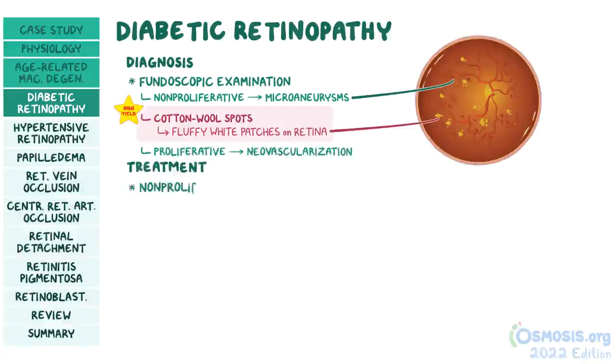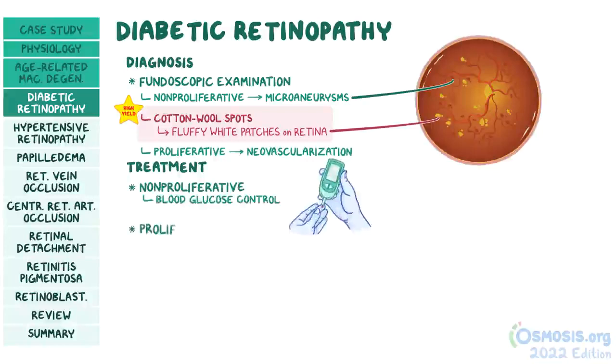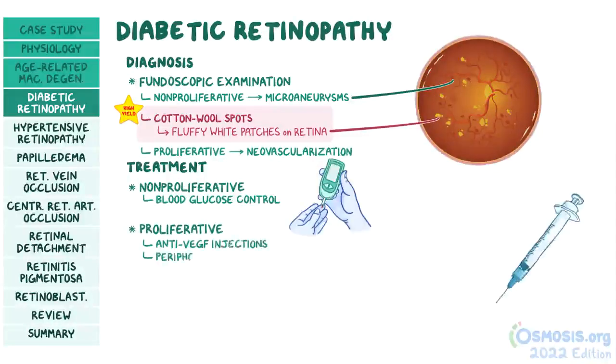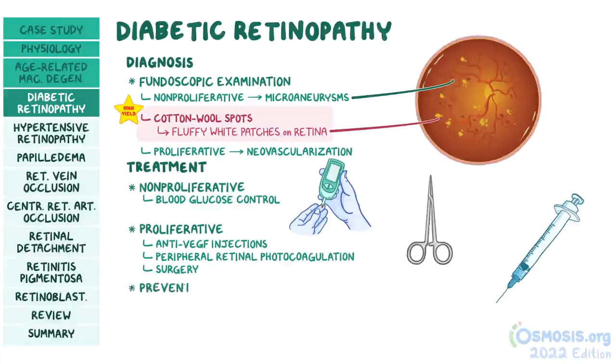Treatment of non-proliferative diabetic retinopathy relies on blood glucose control, while proliferative diabetic retinopathy can be managed with anti-VEGF injections, peripheral retinal photocoagulation, or surgery. Bear in mind that both non-proliferative and proliferative diabetic retinopathy can be prevented by keeping blood sugar under control.